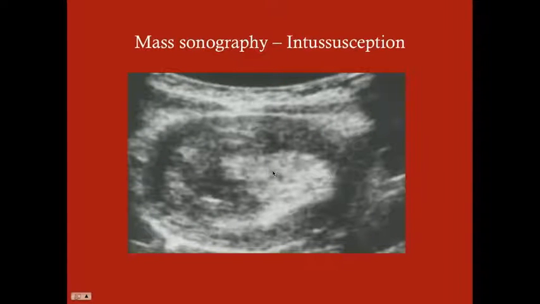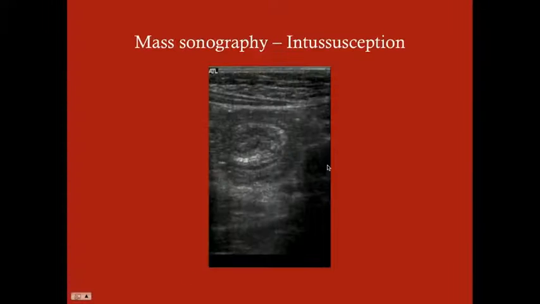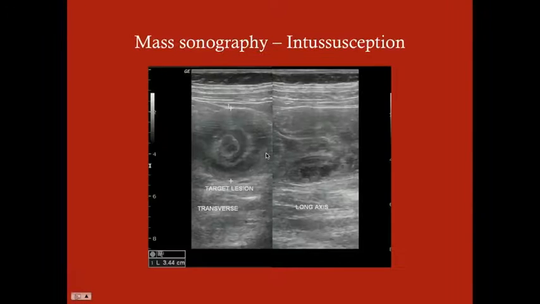Here's another one, a little bit less obvious here. So here's your proximal part, distal part. Here's another one. And here's two views here. This is kind of nice. So this is that transverse view where you're looking at the intussusception head on. And then here's another view where you actually see it from the long way, pushing in.